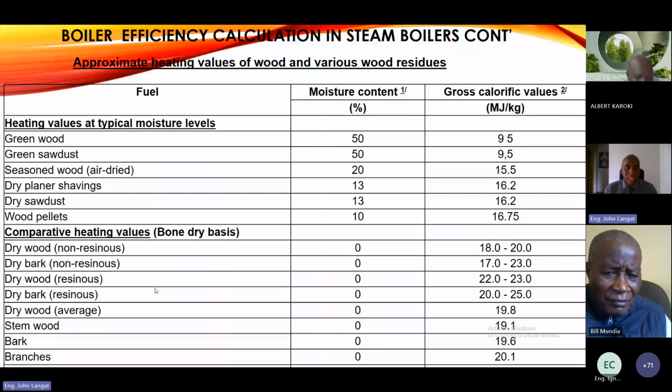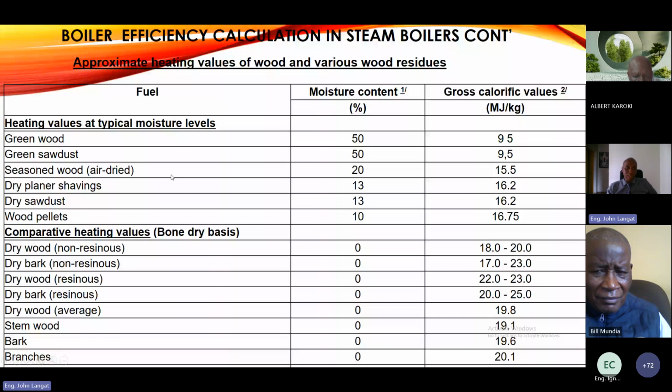This is based on research done by some university, where they looked at fuel moisture content and the gross calorific value. If you look at, say, green wood, fuel at 50% moisture content, the calorific value will be 9.5 and not 95. It's 9.5. Then green sawdust at 50% is still wood. We are talking about 9.5 also.